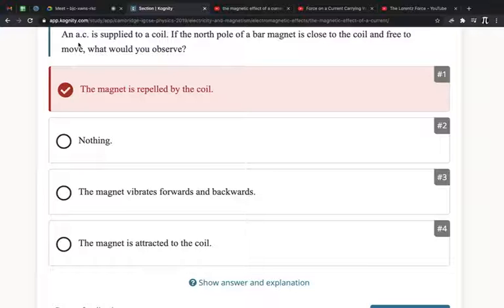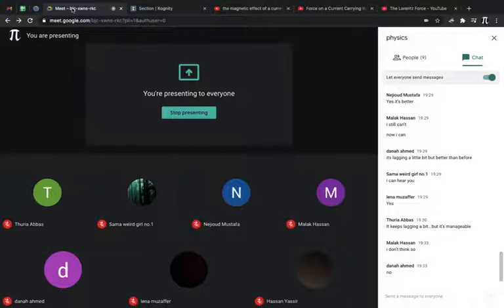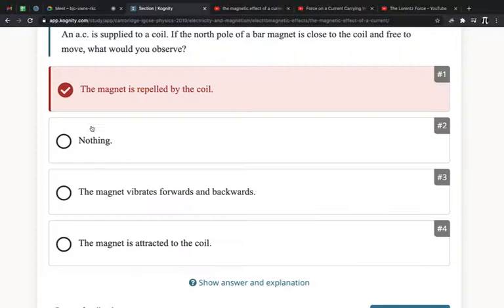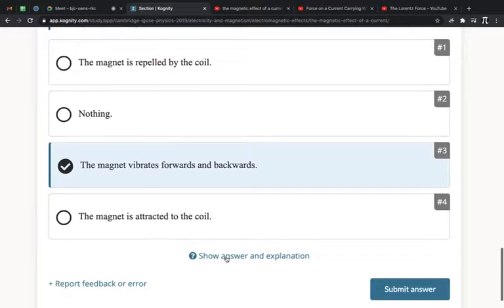What would happen to the magnet? If you have an answer, just say it. Anyone? 3. The magnet vibrates forwards and backwards. Yes, correct.